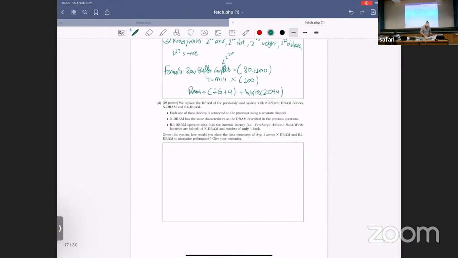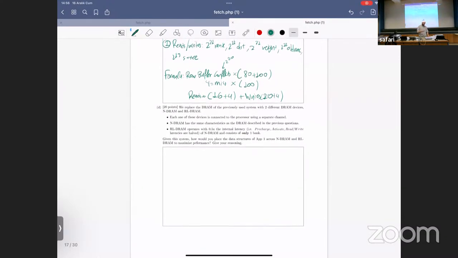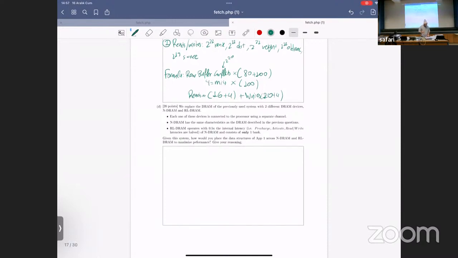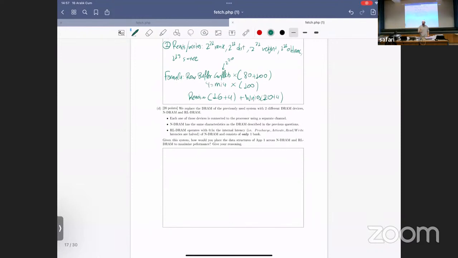We need to replace the DRAM of the previously used system with two different DRAM devices, NDRAM, normal DRAM, and RL DRAM, reduced latency DRAM. Each of these devices is connected to the processor using a separate channel. NDRAM is the one that we used before. RL DRAM operates with half the internal latency. For example, precharge, activate, read, write latencies are half of NDRAM, but it has only one bank compared to the four banks of the previous DRAM. Given this system, how would you place the data structures of the application across NDRAM and RL DRAM to maximize performance? Given that the reduced latency DRAM has only one bank, which data structure would you place in that bank, assuming that the data structure fits inside the bank?